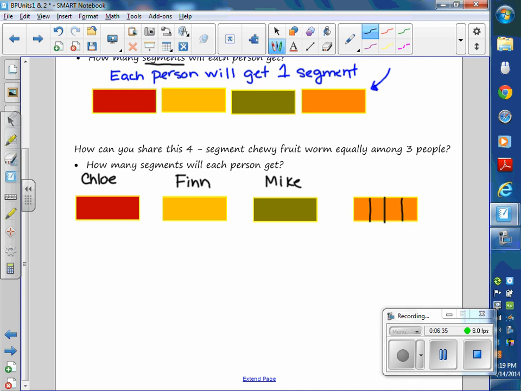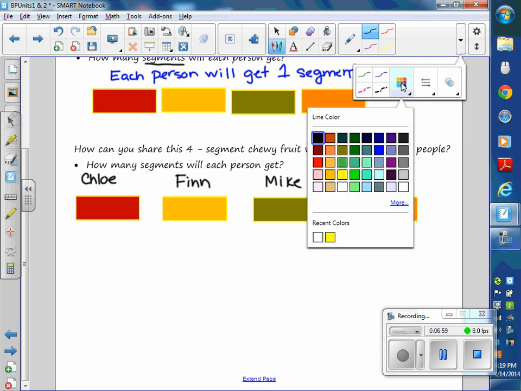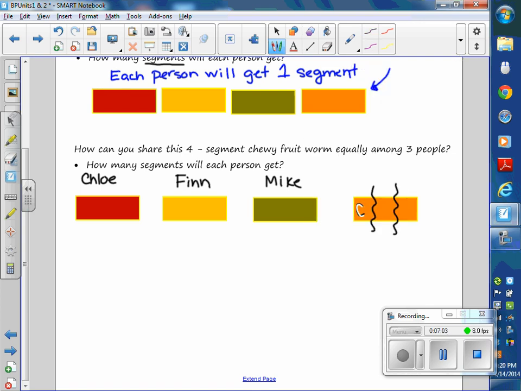So, for example, divide it into 3 pieces. I almost made a mistake because we have to give Chloe, Finn, and Mike equal parts of this last segment. So Chloe would get this piece. I don't know if that shows up very well. Let's try a different color. Chloe would get this piece. Finn would get that piece. And Mike would get this piece.